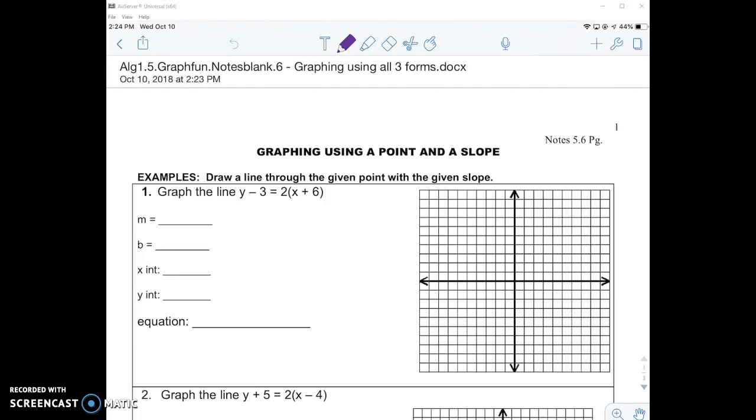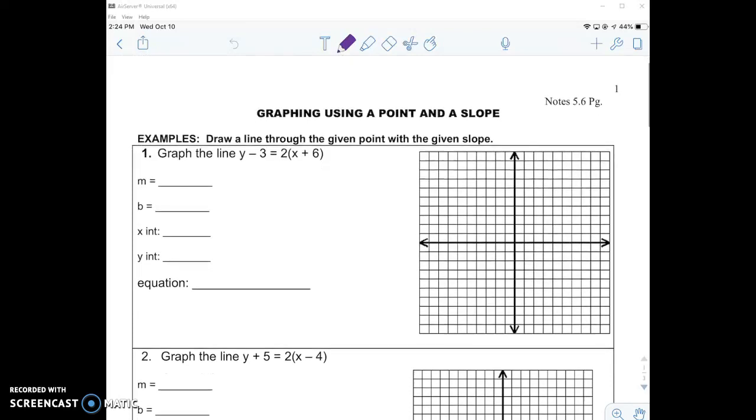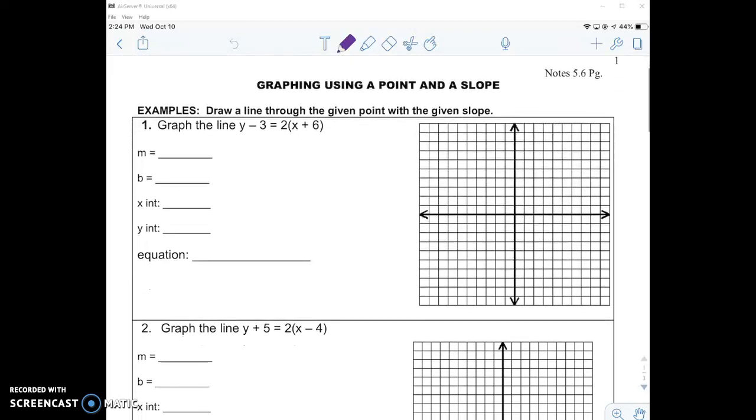This is Notes 5-6, graphing using a point and a slope. Draw a line through the given point with the given slope. Number 1, graph the line y minus 3 equals 2x plus 6.